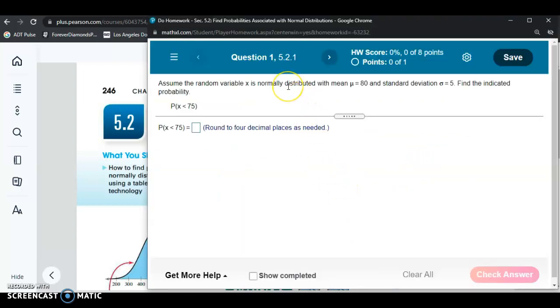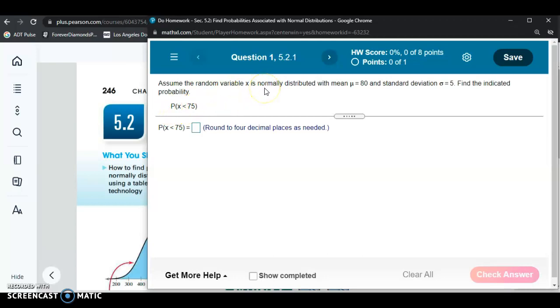And this is question number 1. It says, assume the random variable x is normally distributed with a mean of 80 and a standard deviation of 5. And we want to find the indicated probability. So this notation here, with the capital P and x less than 75 in parentheses, is asking you to find the probability that x is less than 75.